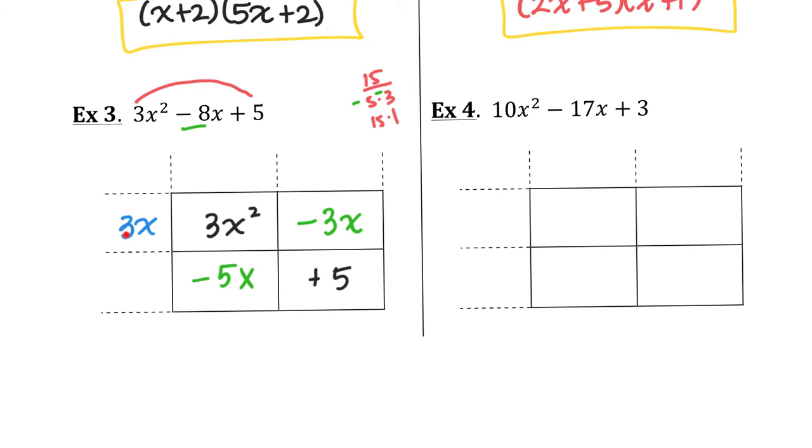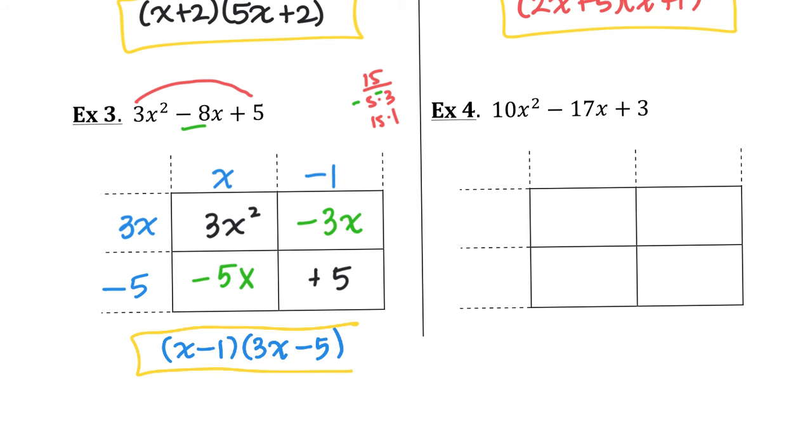Okay, if this is 3x, this must be x, because 3x times x gives me 3x to the second. If this is negative 3x, 3x times negative 1 gives me negative 3x. This is x, so this must be negative 5, because negative 5 times x is negative 5x. And then to check, negative 5 times negative 1 is positive 5. So it's looking like it was correct. If the last one doesn't work, then I've made a mistake. Okay, I'm going to keep going.